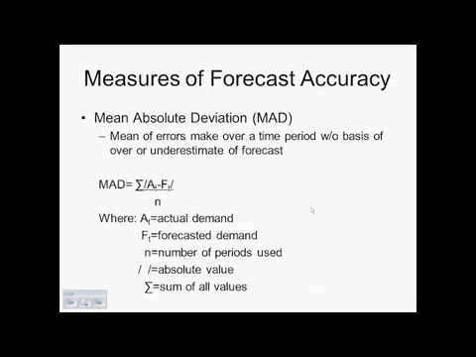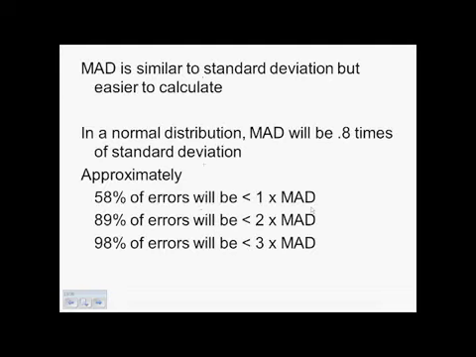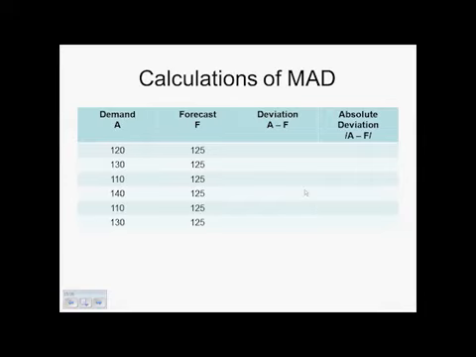And the formula for MAD is the sum of the actual for a time period minus the forecasted demand for a time period, divided by n, which is the number of time periods we're looking at. So we're going to be using that formula when we take a look at MAD.